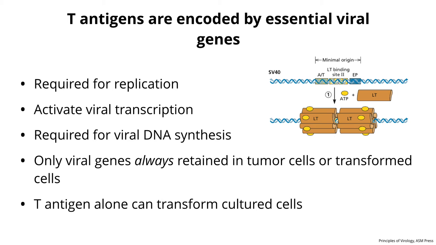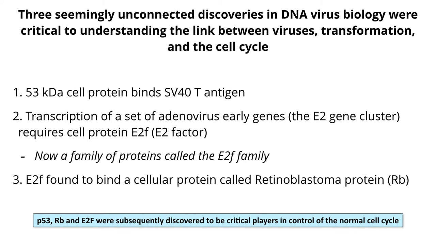Okay, so that's what we use in the lab to make transformed cells. So how do we put all of this together? People were working on this throughout the 70s and 80s, and three separate observations were made. They looked like they had nothing to do with each other, but it turns out that they are all part of this story. Here they are.